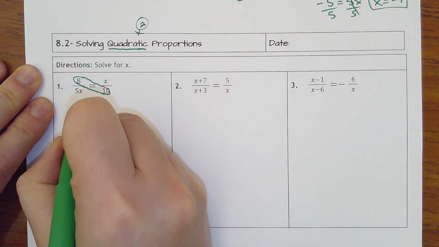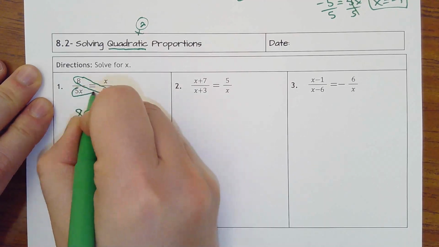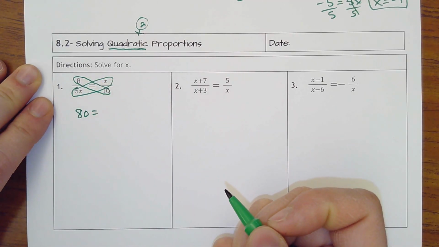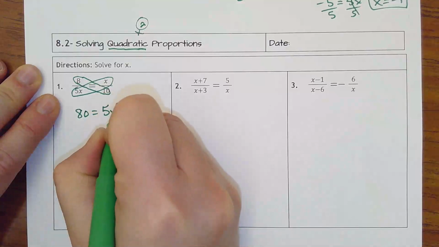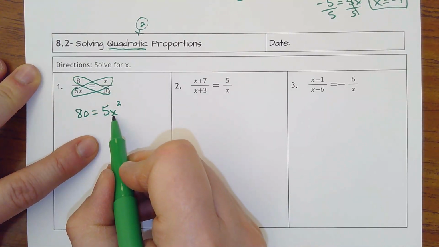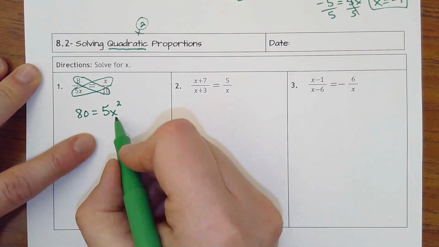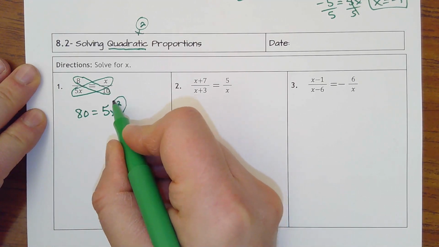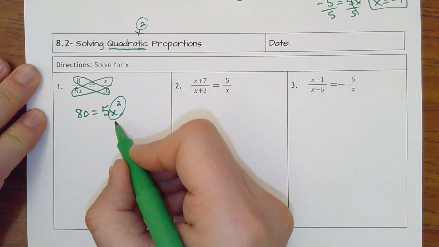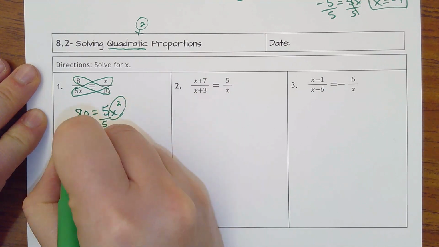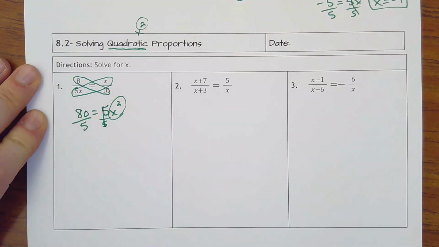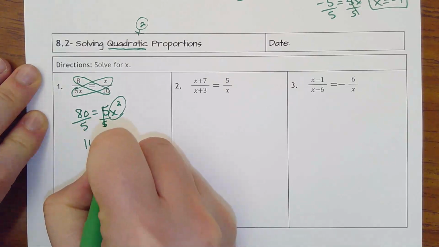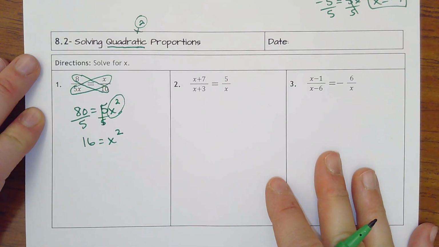So 8 times 10 would be 80. 5x times x is now 5 times x to the second power. That means an x got multiplied by itself. Then I want to isolate this x squared term, just like if it were 5 times x, so I would divide away the 5. 80 divided by 5 is 16 equals x squared.